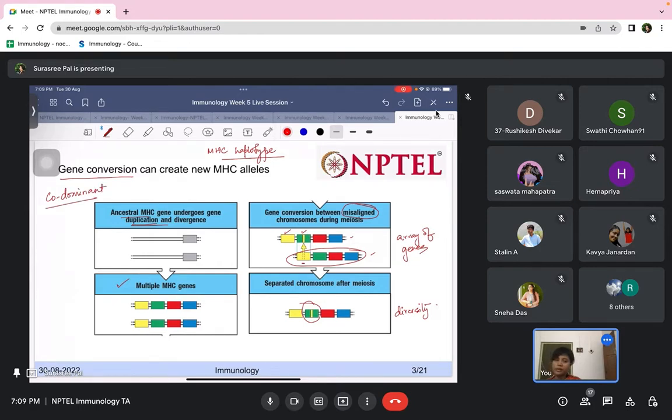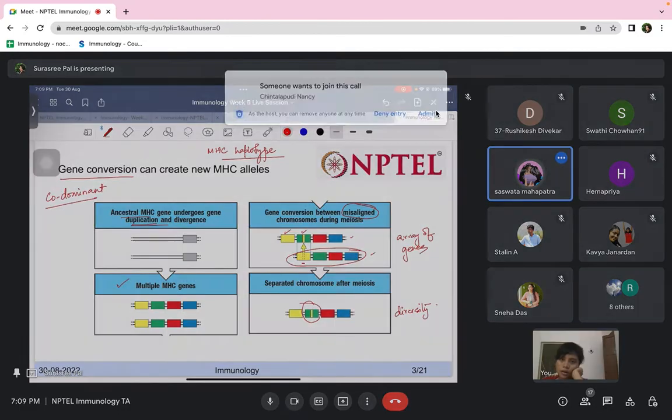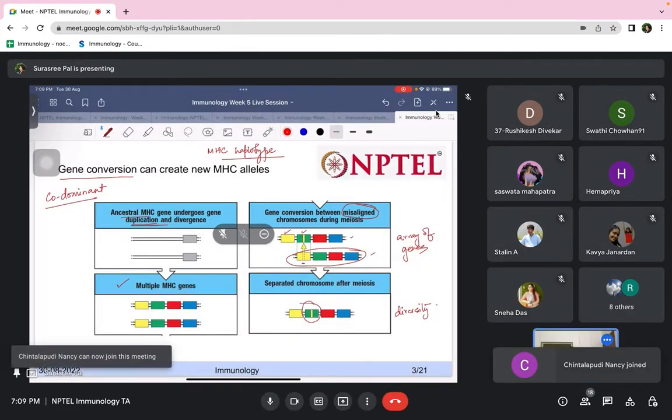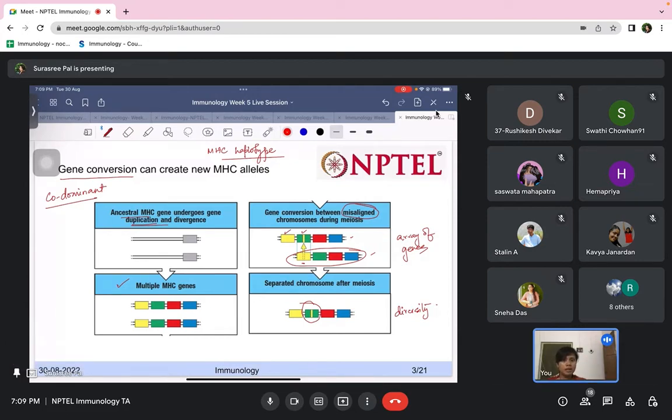Can anyone explain what is codominant? What do you mean by codominant? When I express both the alleles' characters. Yes. So there is nothing like a recessive character or a dominant character. Both the alleles will be dominant here, so they will both be expressed, which creates another round of diversity, because otherwise if one allele would be dominant, then only that type of MHC molecules will be produced, right?